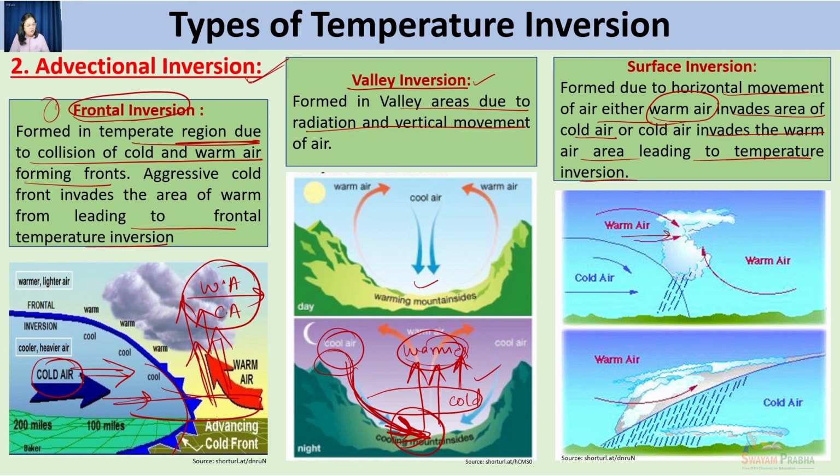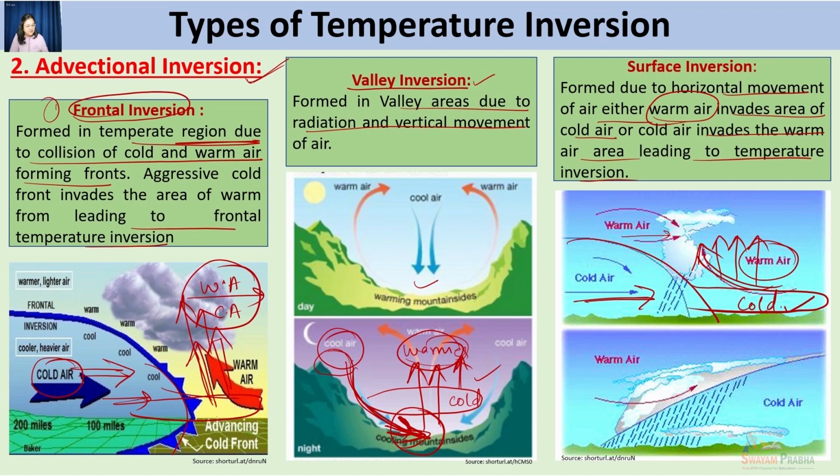So in the process the warm air is tossed up. Secondly is when the cold front becomes aggressive. So in that process what also happens is that the cold air is aggressively moving to the warmer regions, leading to the rapid tossing up of the warm air to the upper regions, and the whole lower region is covered with the cold air, leading to temperature inversion conditions.